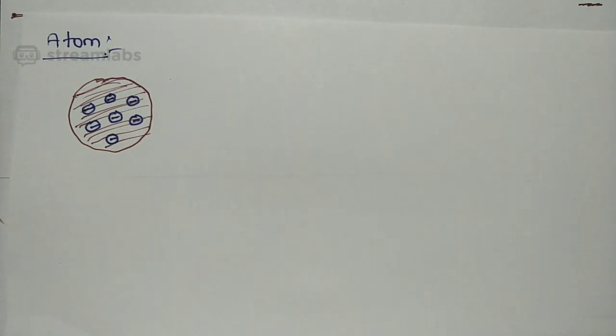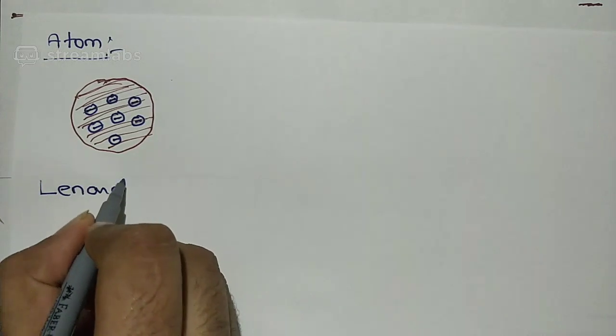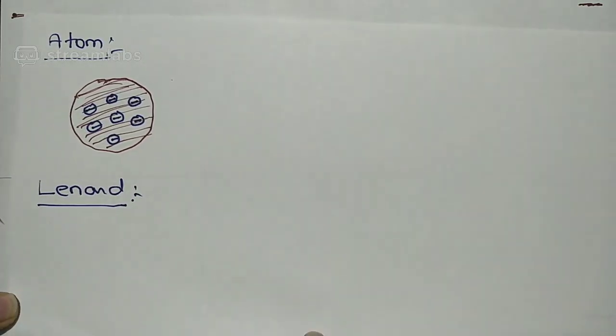But now, if you think, this model is not valid. The reason is, after a few years, another scientist called Lenard suggested one more model regarding the atom. What he did is he passed a beam of cathode rays into a material. When he bombarded the cathode rays, what he observed is that most of the cathode rays pass without any deviation.